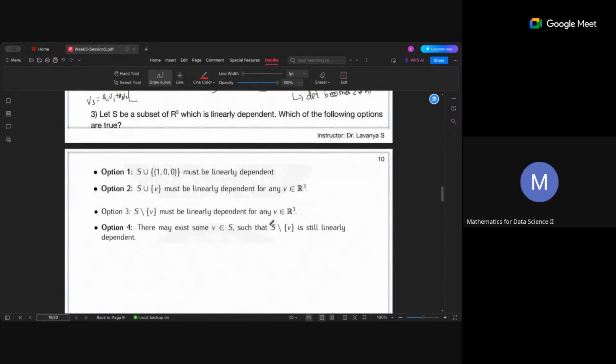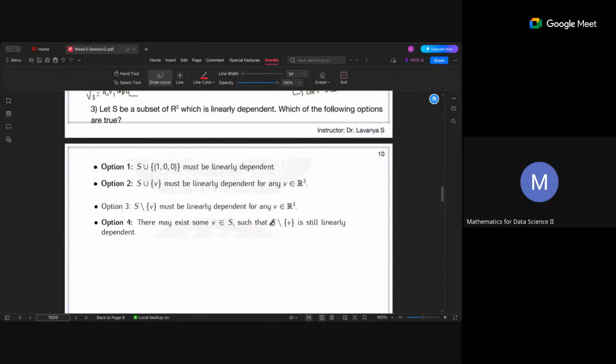So now look at this question. You all can answer because we have already seen most of the concepts required to answer this question. Read the question. Let S be a subset of R3 which is linearly dependent. Now, which of the following options are true? I am adding a vector to this set S which is already linearly dependent. So this set is a superset of S. So is this linearly dependent or not?